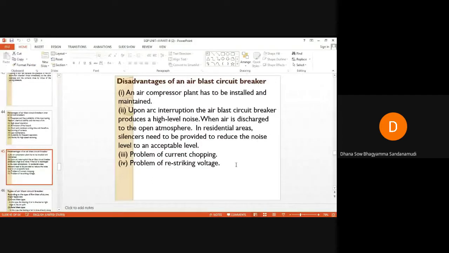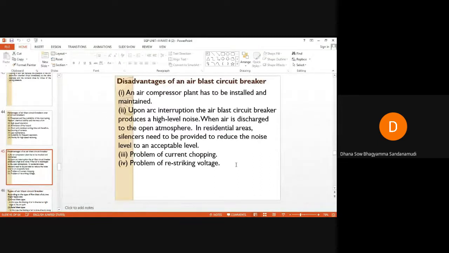So the disadvantages are, an air compressor plant has to be installed and maintained. Compressed air must be available to fill the air reservoir, so you need an air compressor plant. It has to be installed and it has to be maintained. That is one of the disadvantages of air blast circuit breaker.